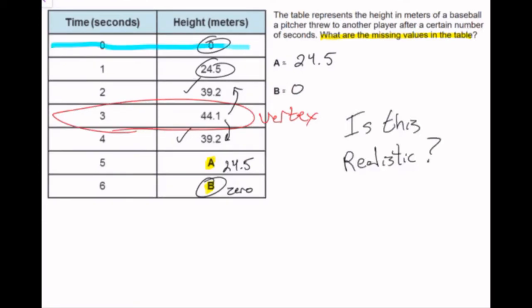Is this a realistic situation? I would say no, because how can a pitcher throw the baseball when the baseball is 0 meters off the ground?